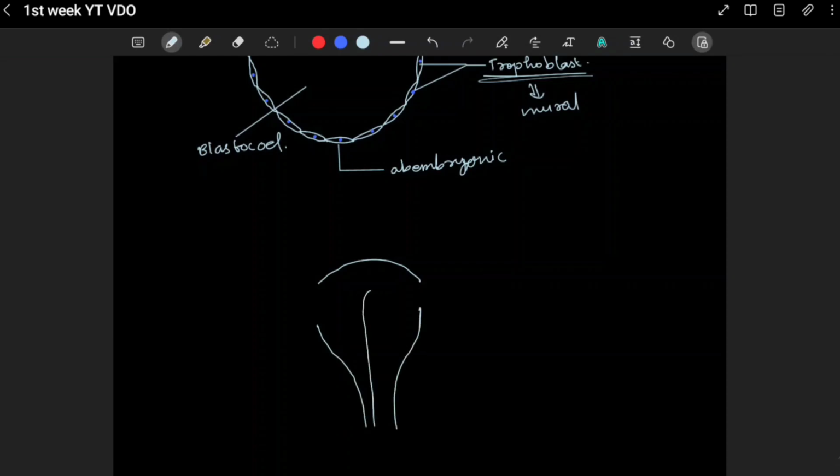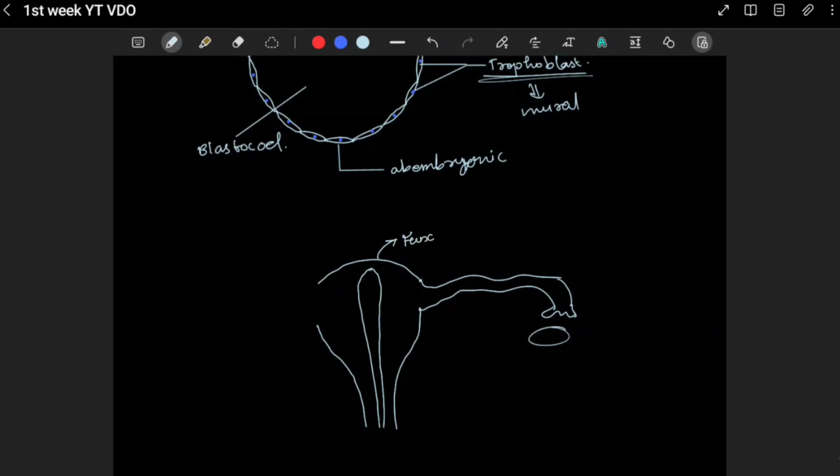So this is the uterus, and this is the fallopian tube. Okay, I'm drawing only one side. It's the ovary. Now, this region is called the fundus. So normally the implantation should happen on the posterior wall of the fundus, like somewhere around here. The blastocyst will come through this fallopian tube and goes here, and it happens to be implanted there.